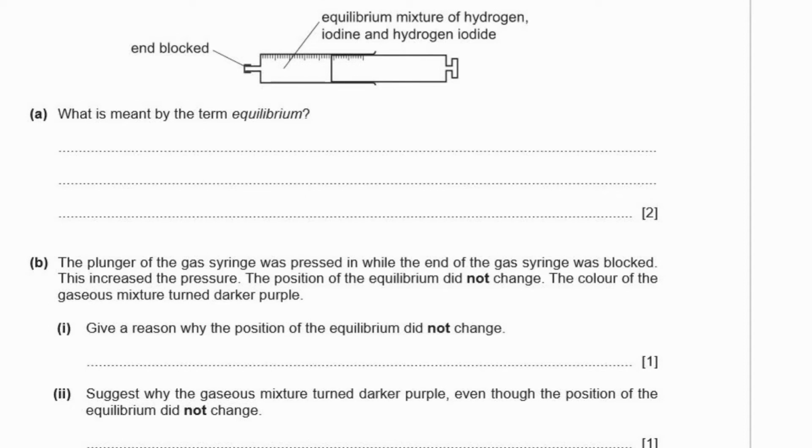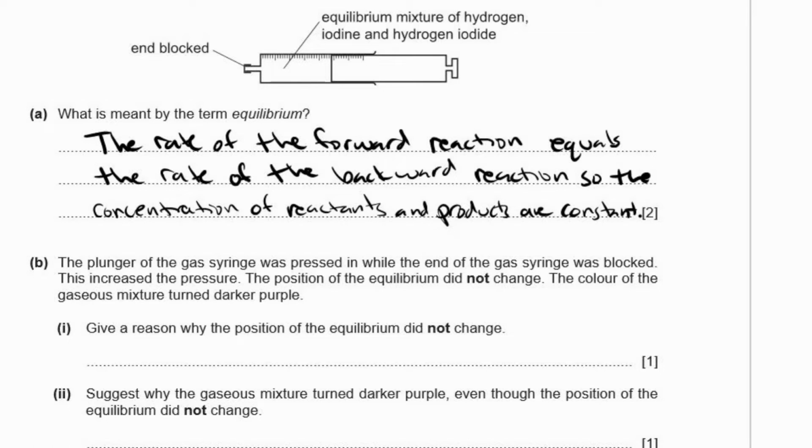A. What is meant by the term equilibrium? Equilibrium means that the rate of the forward reaction and the rate of the reverse reaction are the same. And that means that the concentrations of the reactants and products are constant. It doesn't mean that nothing's happening. It means that the rates of the reactions are exactly the same, so it looks like nothing's happening, but the reactions are still taking place. So equilibrium means that the rate of the forward reaction equals the rate of the backward reaction, so that the concentrations of reactants and products are kept constant.